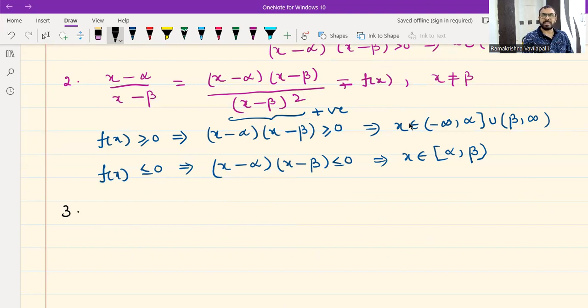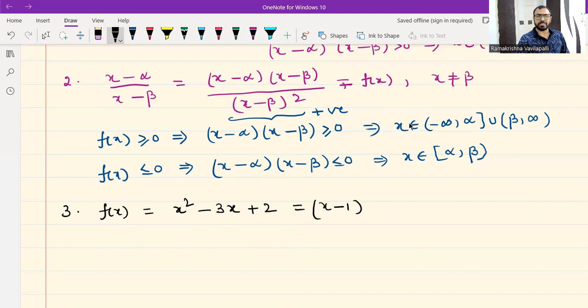Sometimes they do not give directly into the linear factors. So it is our responsibility to factorize a given expression in numerator and in denominator. For example, f of x equal to x square minus 3x plus 2. Right, you take this. Now we have to factorize this. Anyway, we know how to factorize the quadratic expressions. So I'm writing directly x minus 1 into x minus 2.